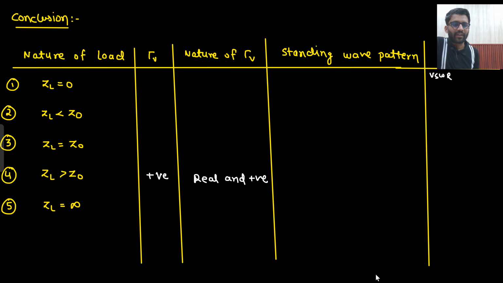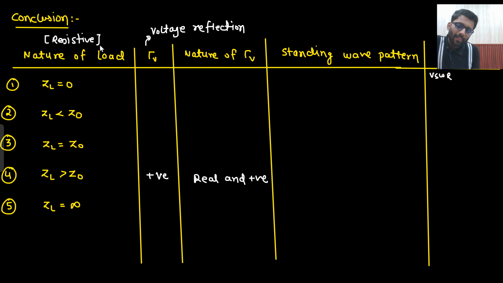What was the standing wave pattern? In the standing wave pattern, you could see voltage maxima at the load, right? Because of gamma L, the voltage reflection coefficient. If the voltage reflection coefficient is positive and the load is resistive, nature of load resistive, all these are resistive loads. Okay, so that was the voltage reflection coefficient.